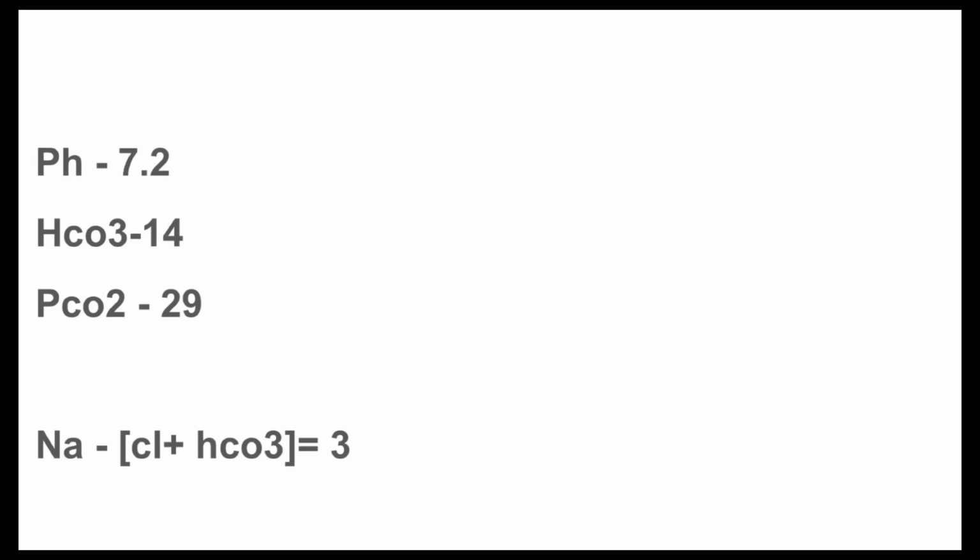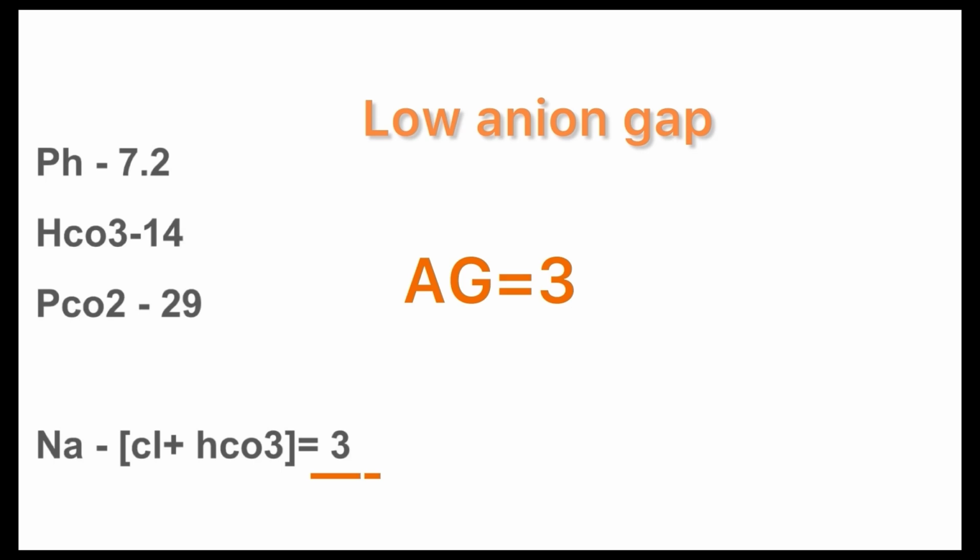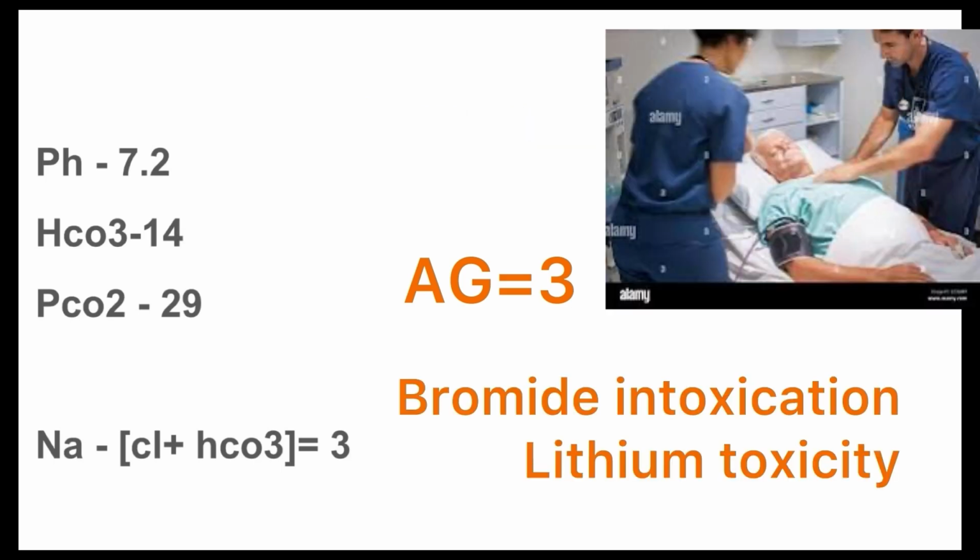So in our case, when we calculate the anion gap, it comes to a lower range. So here one of the probable diagnoses could be bromide intoxication or lithium toxicity. So we discussed anion gap. Now what is delta anion gap and why calculate it?